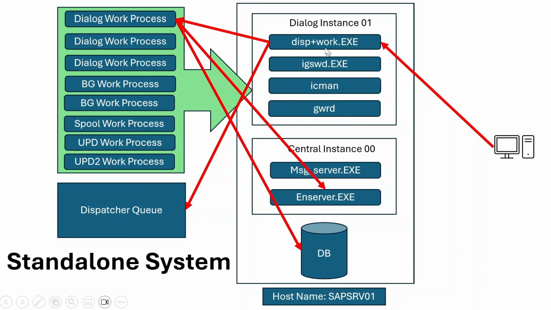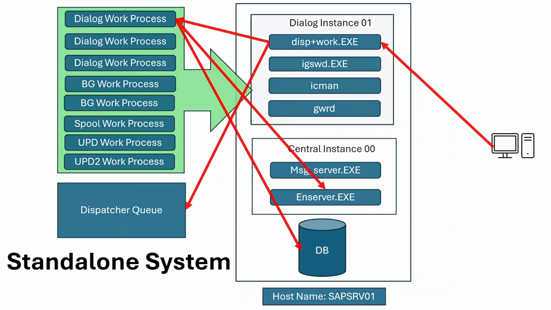The request goes to the ABAP dispatcher. The ABAP dispatcher assigns a work process. Before getting the data, it reaches the enqueue server, checking if the data is locked or not. If not locked, it gets the data, calculates, and responds back. If it is locked, then it doesn't get the data, it just responds back that it is locked. And that is the architecture of the standalone system.